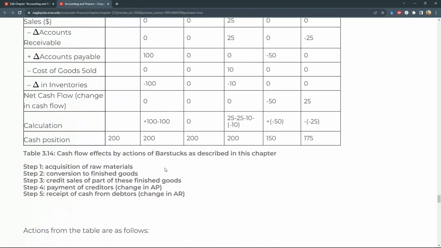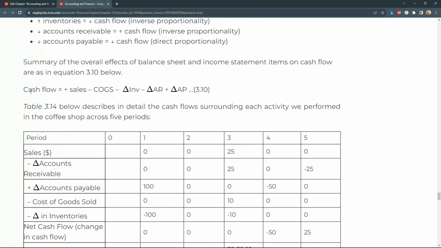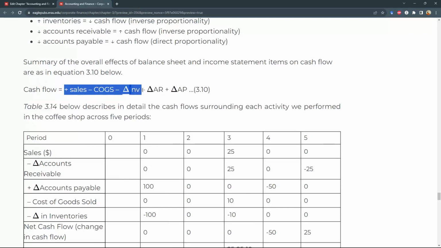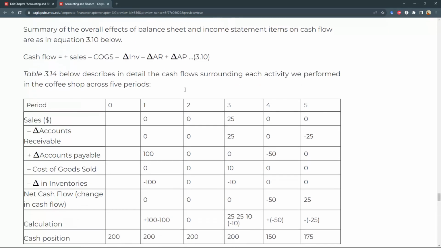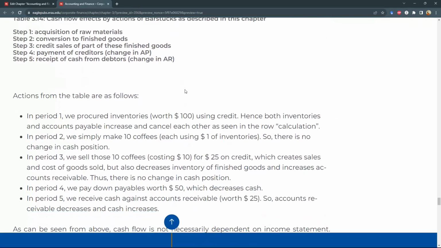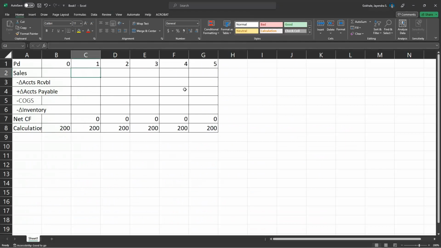Now let's merge that concept with this formula here. Cash flow is any sales we've made minus cost of goods sold, minus change in inventories, minus change in accounts receivable, plus change in accounts payable. We're going to use that concept to build this table using these ideas here. So let's go to Excel.